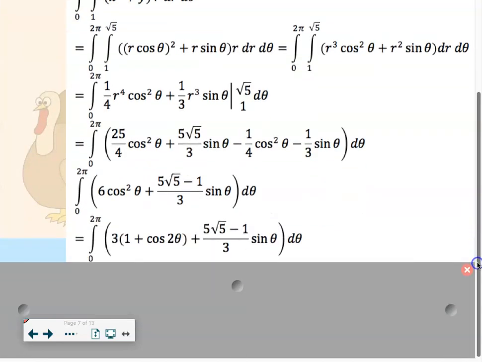Sometimes, if you don't know it, you might want to write it down. Here, I'll write it over here. Cosine squared is equal to 1/2 times 1 plus cosine 2 theta, and sine squared is equal to 1/2 times 1 minus cosine 2 theta. So whenever you hit a cosine squared or a sine squared, you got to do a power reduction.